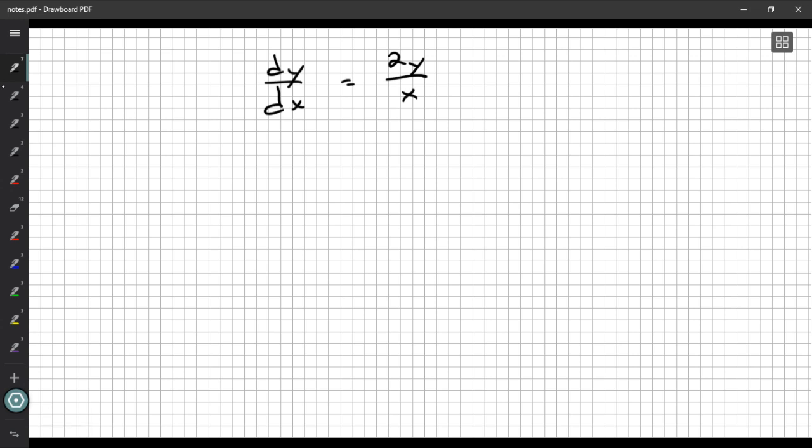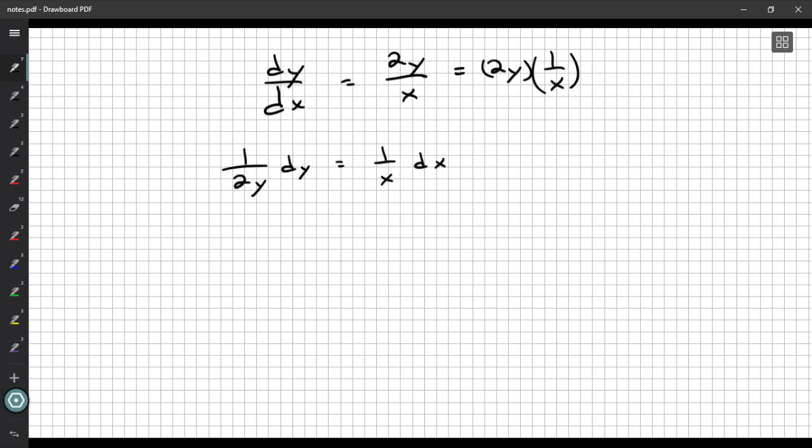Now if I keep the x's on one side, we'll have a 1 over x. And I suppose our function in y is 2y. So there we've separated things. Now we can divide by 2y on both sides, and bring the dx up here.